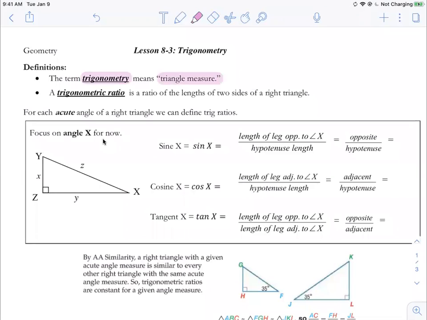So the purpose of trig is that it will allow us to find sides and angles in triangles for which we don't have another way of solving for them. So we will be doing right triangle trig, but you'll also spend about a quarter of pre-calculus doing trigonometry on non-right triangles. So the definition for a trigonometric ratio: a ratio that compares the lengths of two sides of a right triangle.